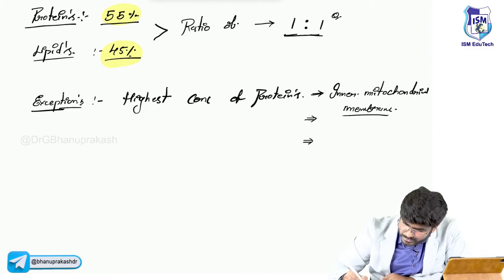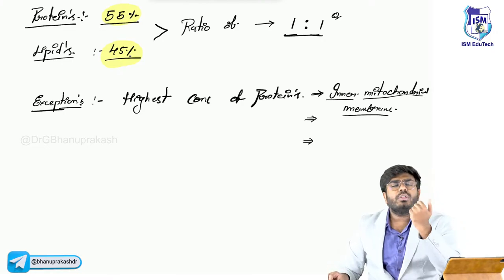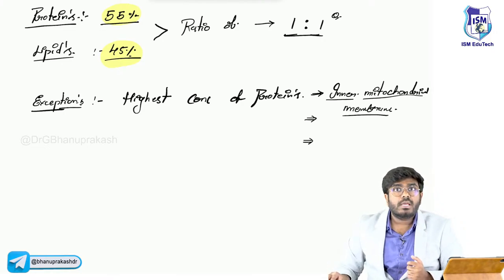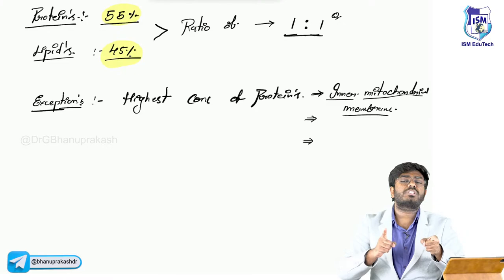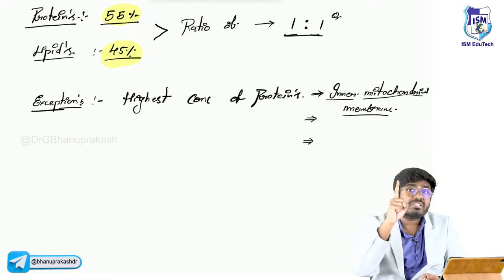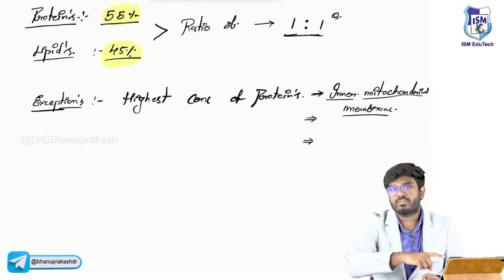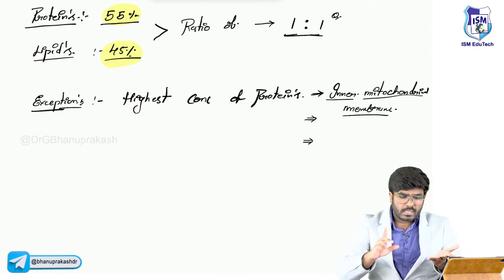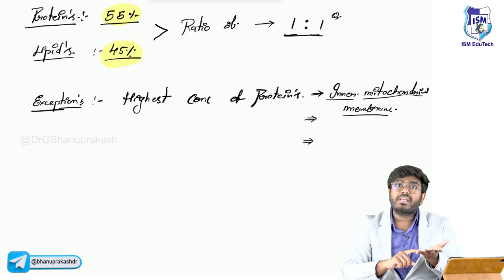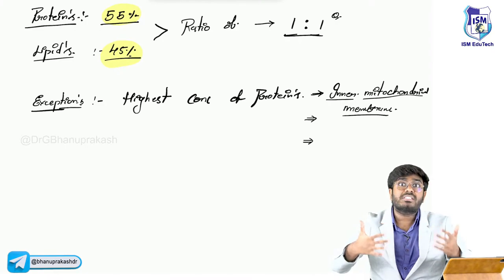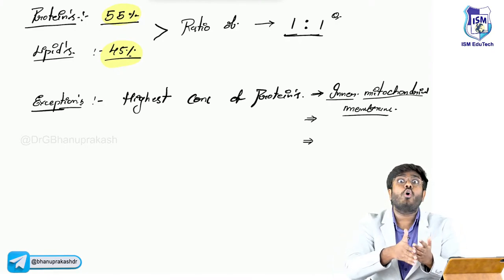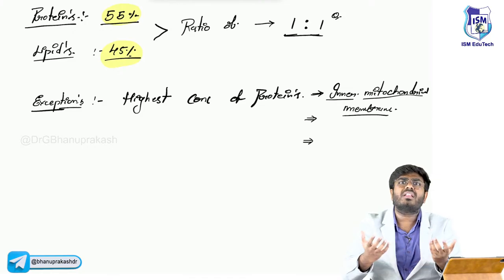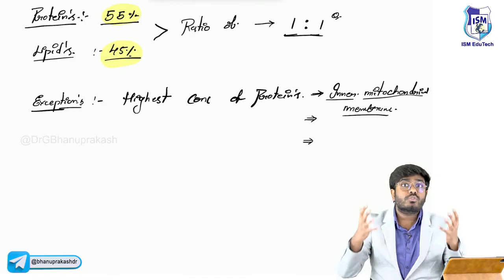Now, if you ask me, what is the function of mitochondria? In the mitochondria, ATP is getting produced. If you have studied your biochemistry in class 11th and 12th, and even your first year, in the inner mitochondrial membrane, complex 1, complex 2, complex 3, complex 4, ATP synthesis happens, oxidative phosphorylation. What are these complexes, sir? Proteins.